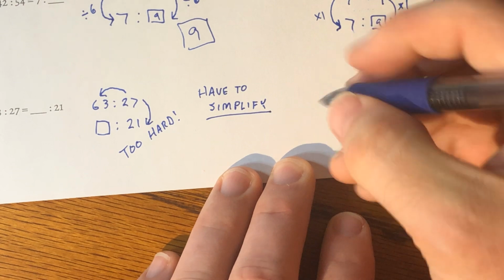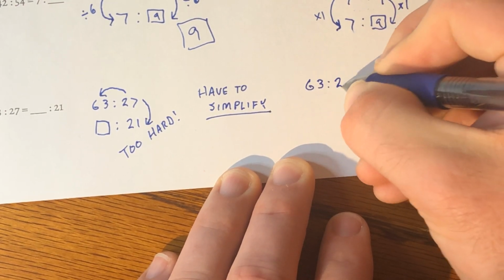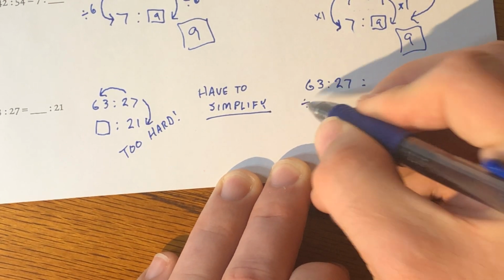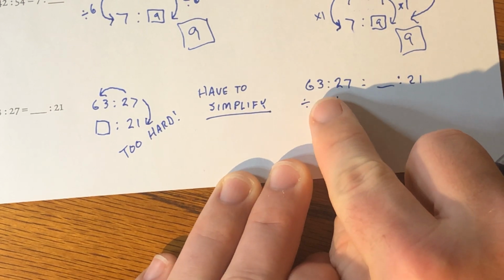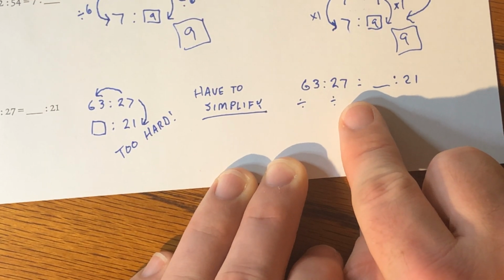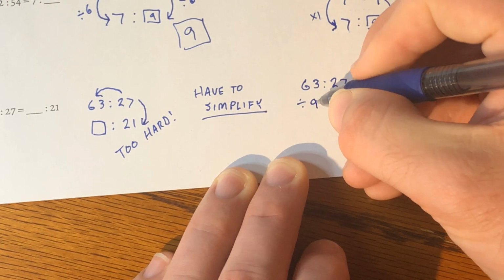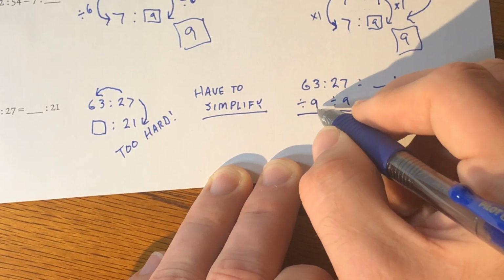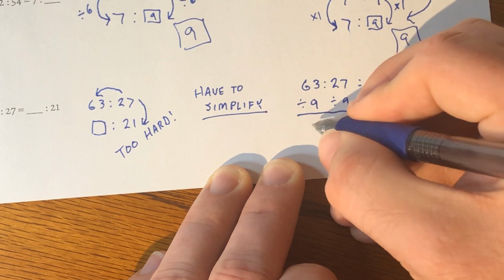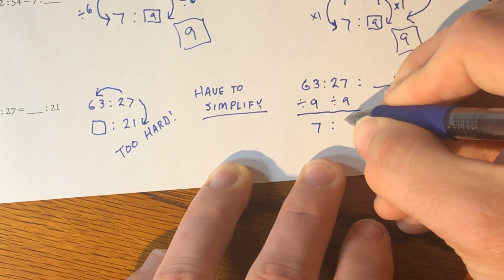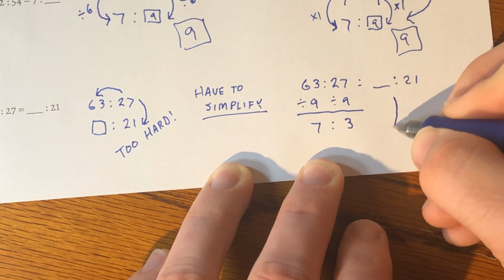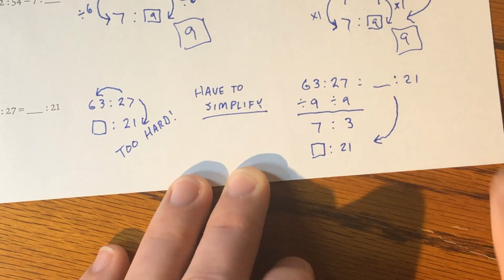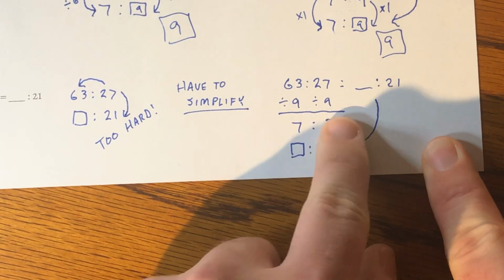Okay, so let's retry that problem again. 63 to 27, blank to 21. Okay, we're going to simplify the first one first. Okay, 63 and 27. What will divide into both? 9, I think. Yes, all right. 63 divided by 9 is 7. 27 divided by 9 is 3. All right, we're going to put that one right below and stack them. We have blank to 21. Okay, so 7 to 3, blank to 21.